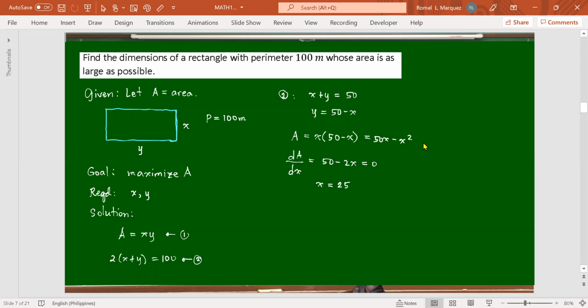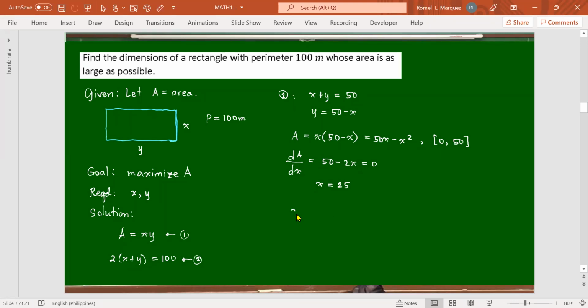But we know that our x is supposed to be from 0, the minimum value, although guaranteed 0 will not give the maximum, up to 25, or 50? But the perimeter is 100. So the maximum value of x is 50. But if it's 50, again, the area will be 0. So it is guaranteed that the maximum is attainable when x is 25.